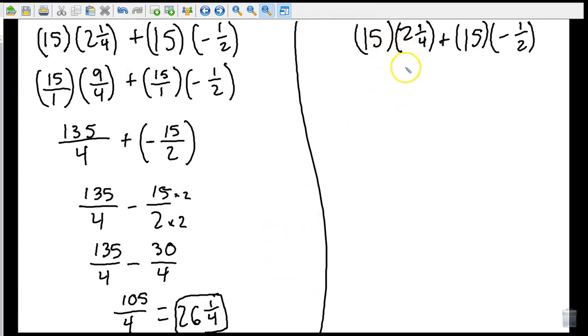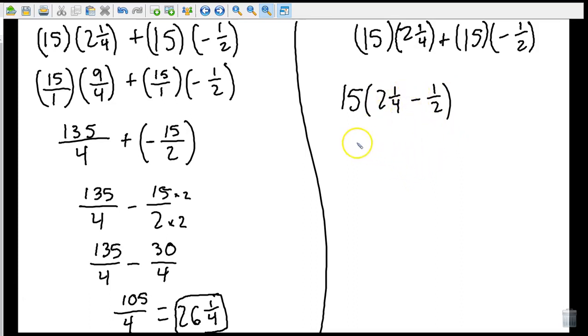Another way of doing it is by de-distributing. So we're going back a step. We'll say that this 15 was distributed to both of these numbers, okay? But if we just take it back out here, we put 15 on the outside of the parentheses, and then we do 2 1/4 minus 1/2. Can we do this right now? No, we cannot. We cannot subtract this, okay?